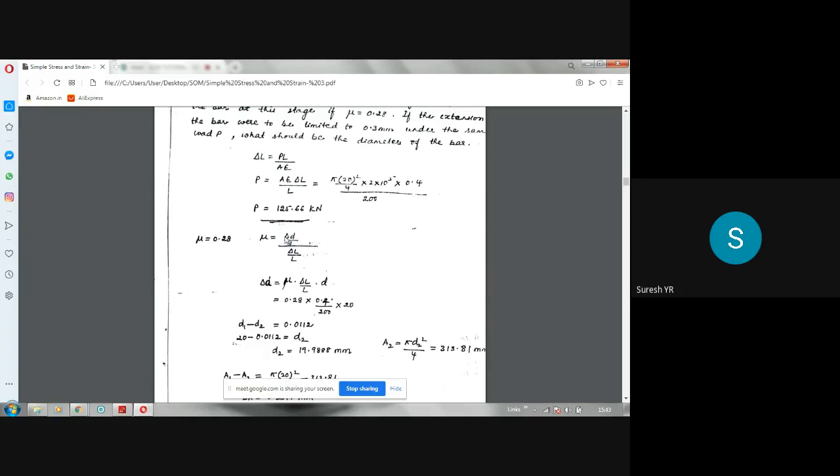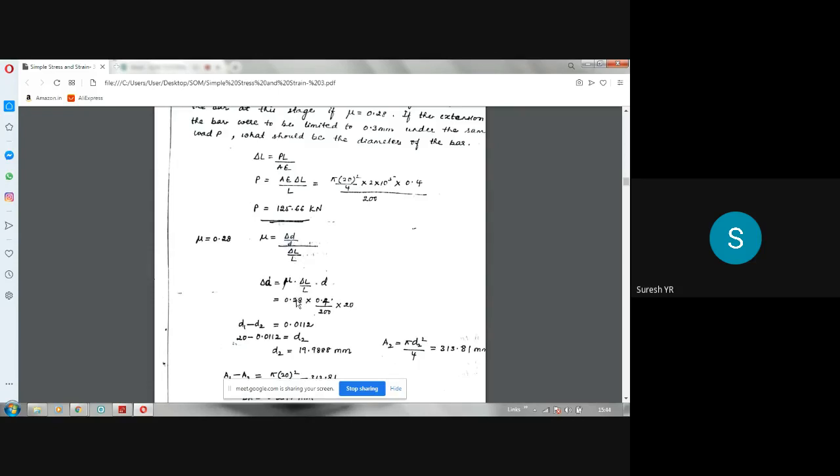Poisson's ratio mu is defined as lateral strain divided by linear strain. Lateral strain is delta D by D for a circular bar, divided by linear strain, which is delta L by L. Now, in this formula, you can see that everything is known except delta D. If you simplify this, delta D will be mu into delta L into D divided by L. Delta D, the change in diameter, is the unknown.